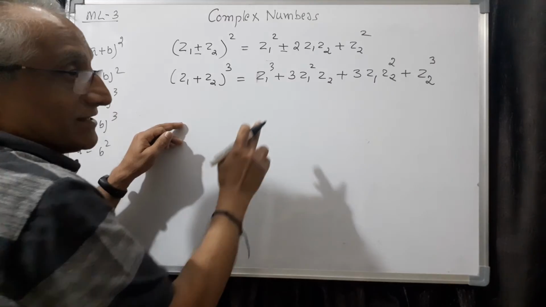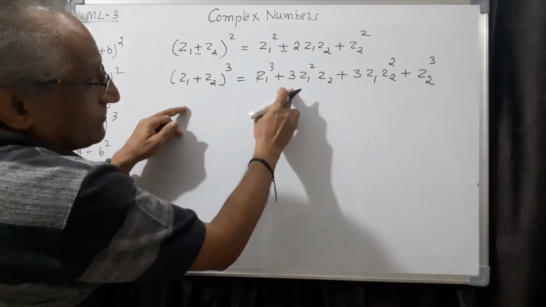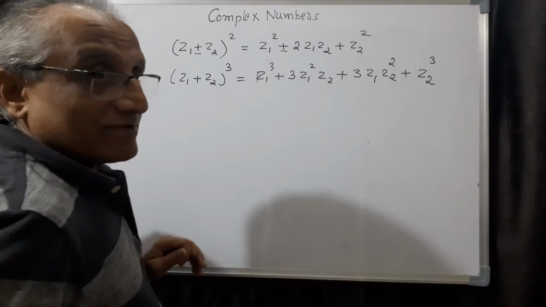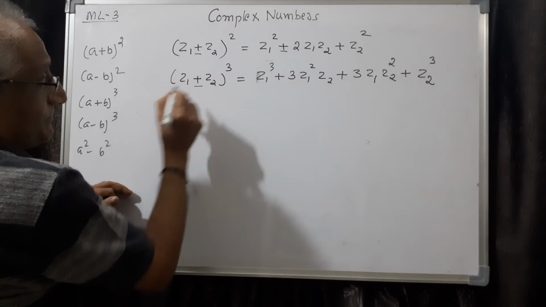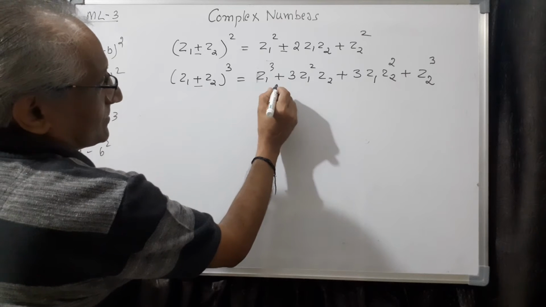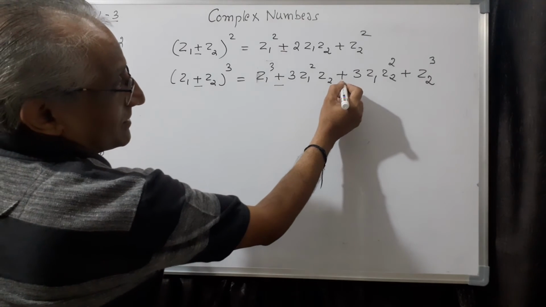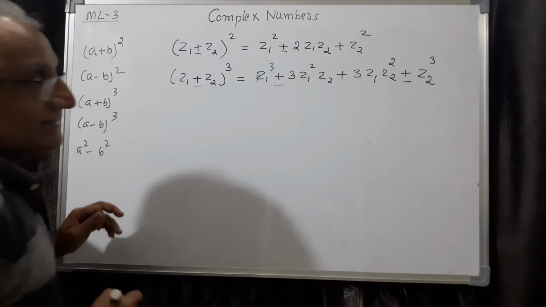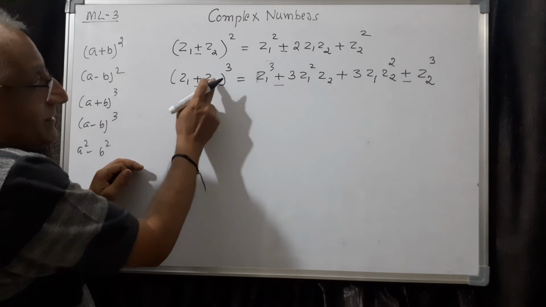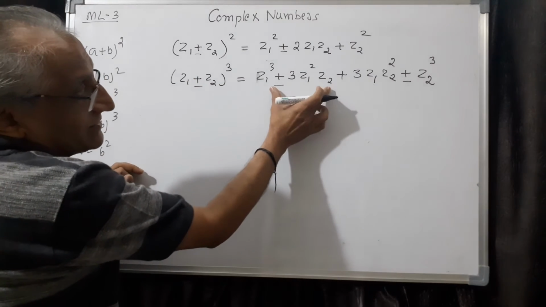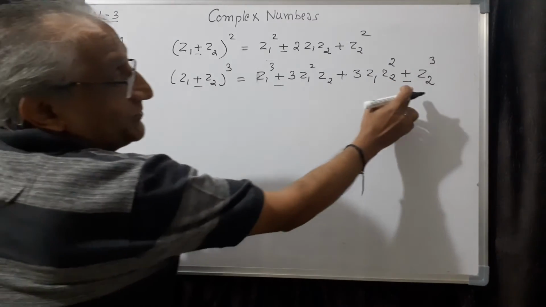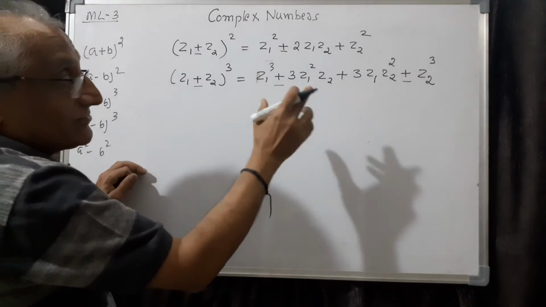And then the coefficients come: 3C0, 3C1, 3C2. This also we are going to study in combination and permutation. So this is very easy to remember. And if you want minus here, the first one is same, the next becomes minus, then plus, then minus, alternate. Don't think that everything is negative. Z2 is negative, so this becomes negative. Z2 square is positive, so this becomes positive. Z2 cube is negative, because negative into negative into negative.